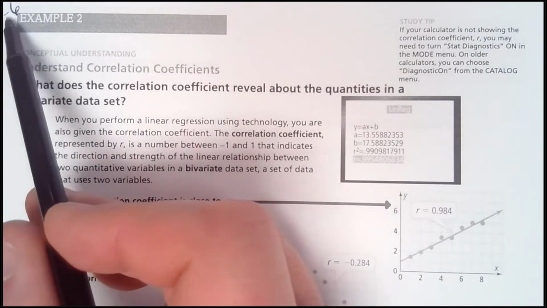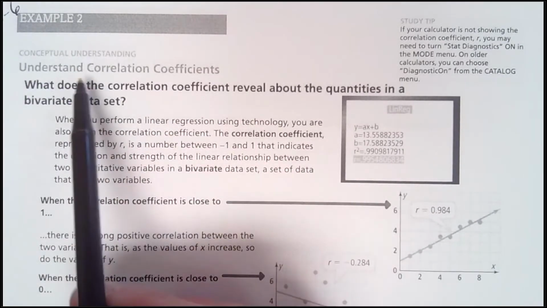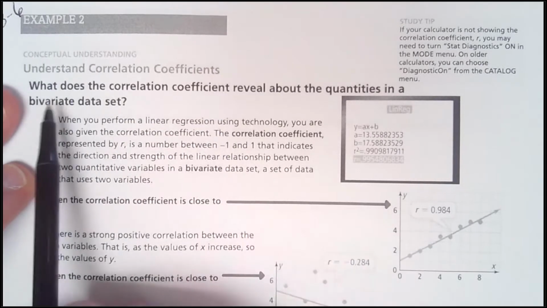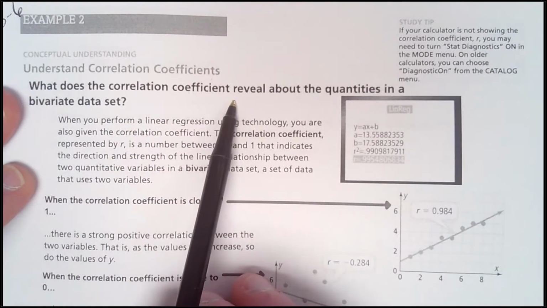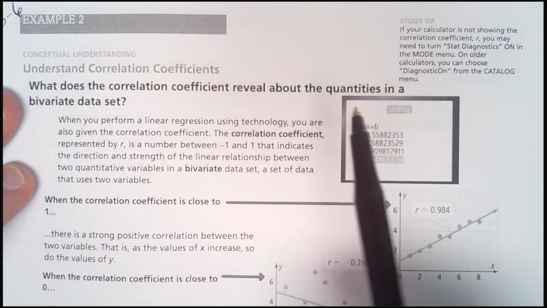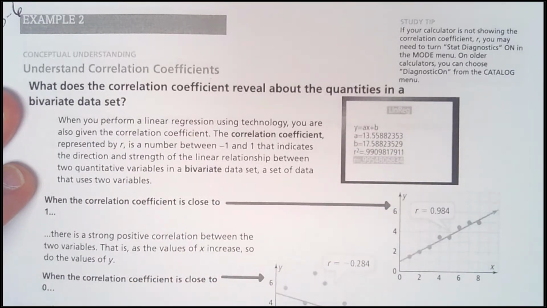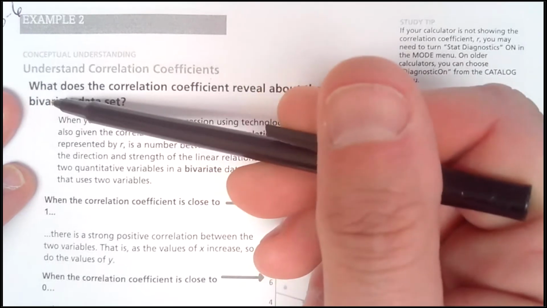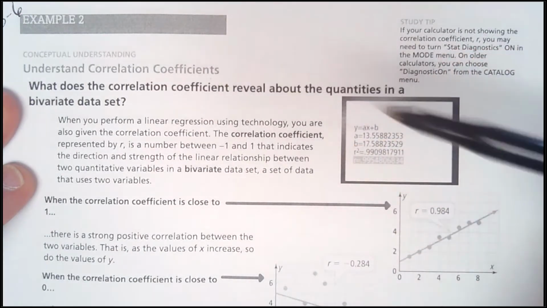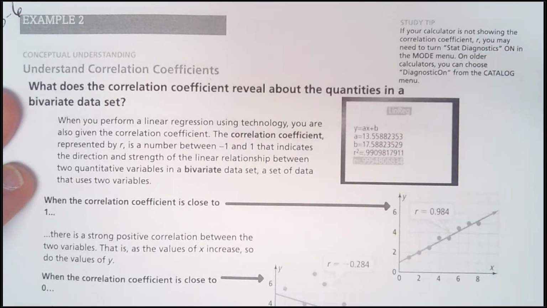Welcome to Lesson 3-6, Example 2, Understanding Correlation Coefficients. So, what does the correlation coefficient reveal about the quantities in a bivariate data set? What that means is, if I have a table of two variables, x and y, for example, what does a correlation coefficient tell me about how they're related?